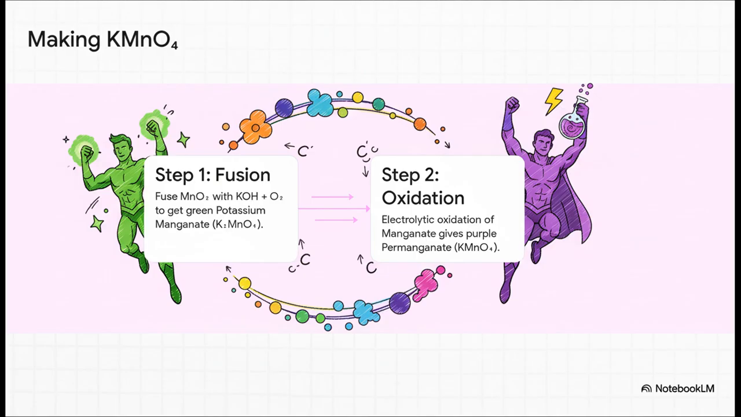Next, our second hero, the famous purple-colored potassium permanganate. Its preparation is even easier, just 2 steps. First, you take manganese dioxide and cook it with potassium hydroxide. This gives you a green compound called potassium manganate. Then you take this green solution and pass electricity through it, and voila!